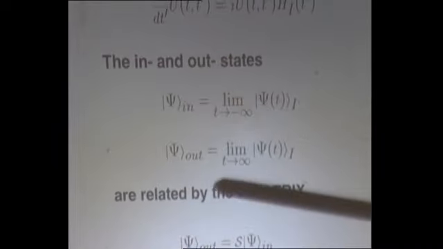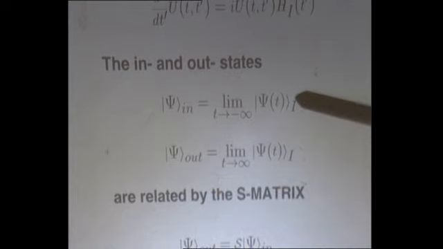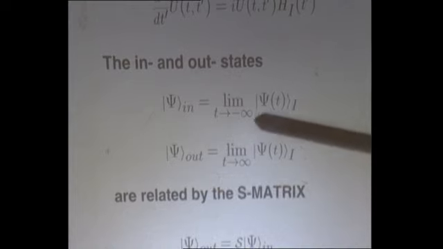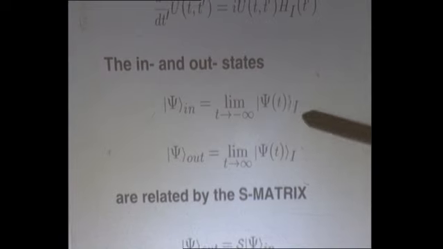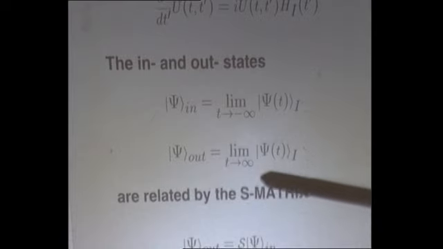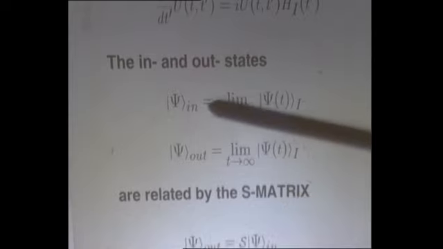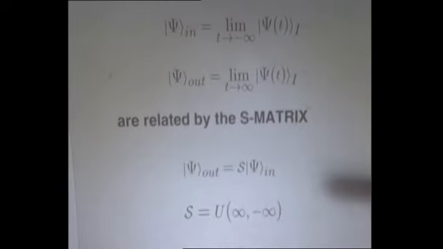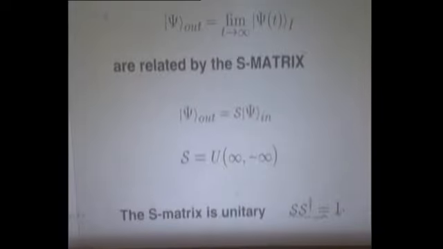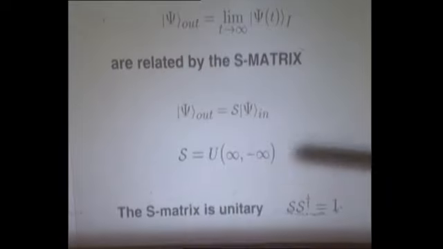Now we are interested in a relation between the in states and the out states. The in states we define as the limit of the wave function psi of t as t goes to minus infinity, and the out state is the one that describes t going to plus infinity. The S matrix is the matrix that relates in states with out states, and so formally it's equal to this evolution operator evaluated for t prime equals minus infinity and t equals plus infinity.